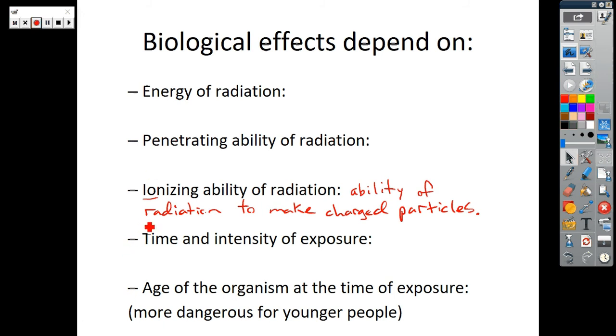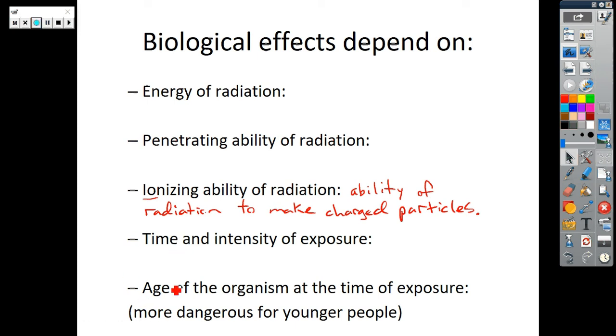And obviously, the number one thing here is the time and the intensity of the exposure. If you're only exposed to a little bit of radiation, that might not be a big deal. But if you're exposed to a lot, then that'll be obviously more dangerous. Also, if the intensity of the radiation is higher, in other words, more radioactive energy or more radioactive particles are hitting the living organism, then that's going to be more dangerous.